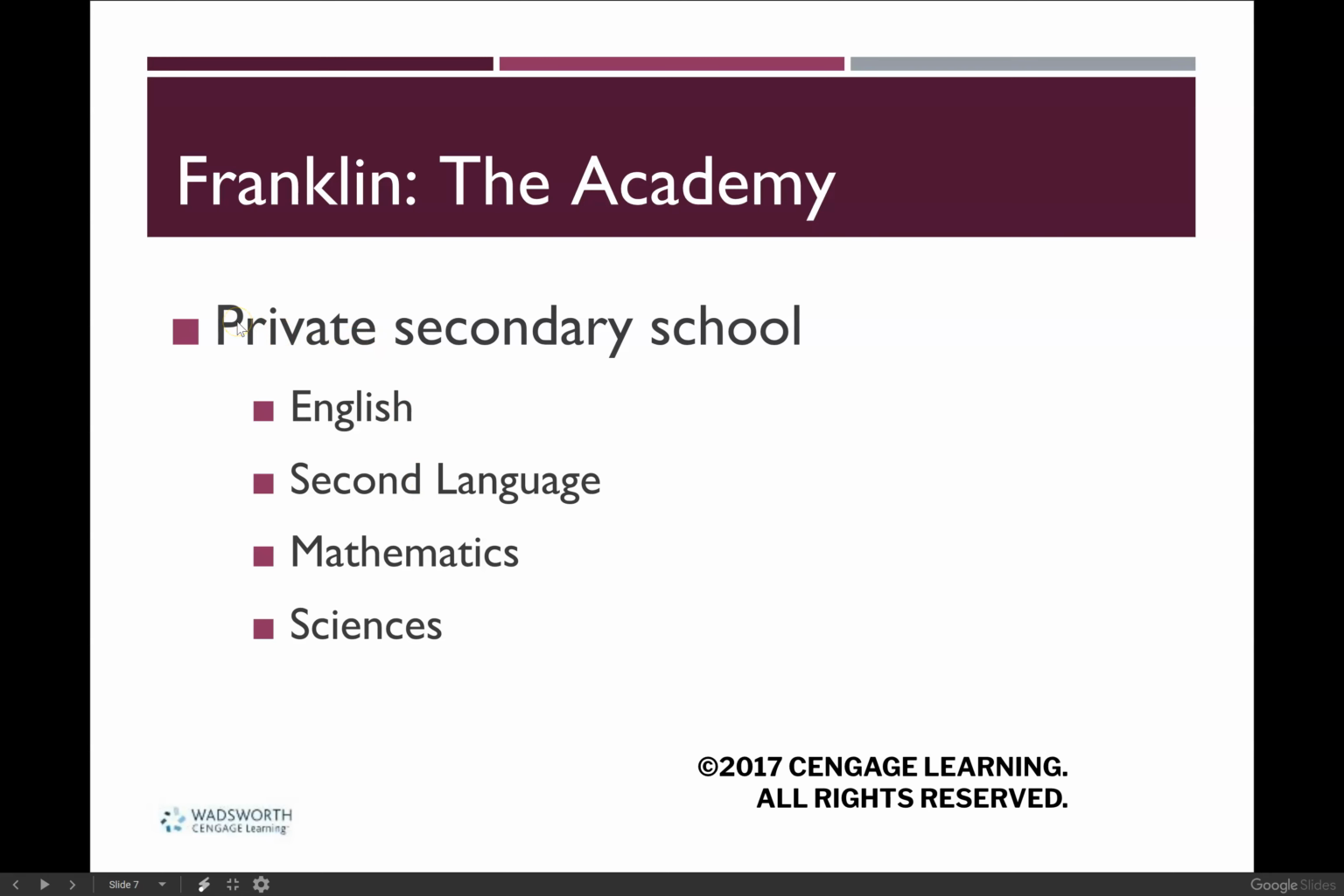So private secondary schools, right? Public elementary, but private secondary. So only certain people could go to the private schools. And they were taught English, a second language, math, and sciences in these secondary schools. So this would be equivalent to our high school.